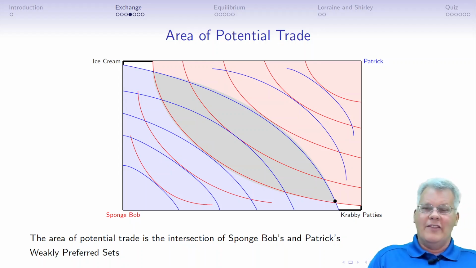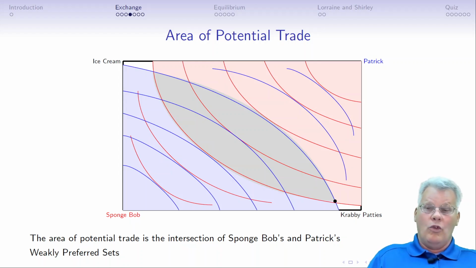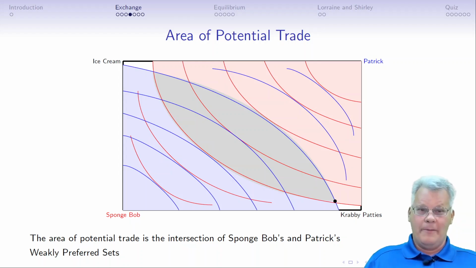I've also drawn in this diagram each consumer's weekly preferred set. SpongeBob's weekly preferred set is in a very light red, almost a pinkish color. The way I've constructed this is the indifference curve that goes through the endowment point. SpongeBob's weekly preferred set, just like before, is everything above this indifference curve and to the northeast. That makes SpongeBob better off. Patrick's weekly preferred set is indicated with the lightly shaded blue region, the area to the southwest of Patrick's indifference curve that goes through the endowment point.